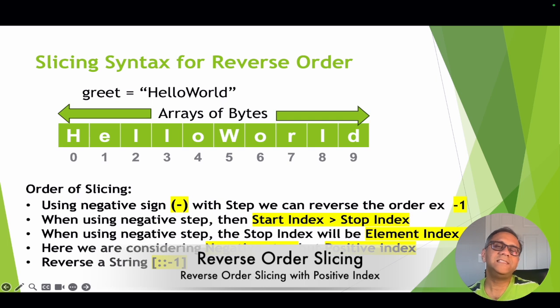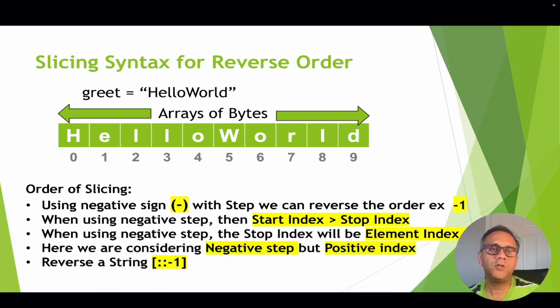Let's see the slicing syntax for reverse order where we are going to use the positive index. The next use case we will see is where we use the negative index. That we'll see very soon. There are a few things we need to know. First, the step parameter actually controls the order of our slicing, right? And the step parameter by default is positive +1. So we know by default the slicing works left to right. But when we use a negative sign in the step parameter, the order of the slicing changes. Then it goes right to left.